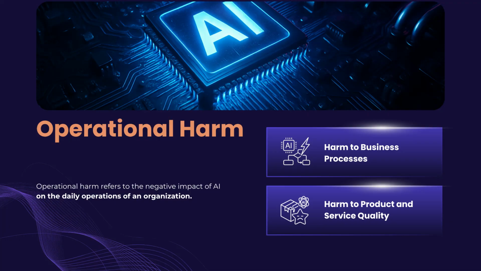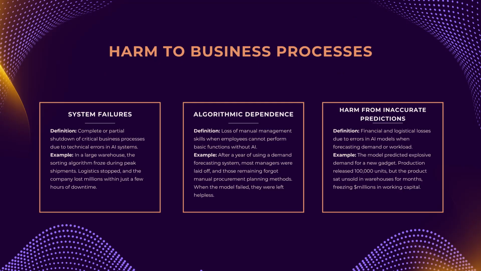On the next two slides we will examine each of these categories in detail and review concrete examples that show how deeply AI can affect a business's operational stability. Harm to business processes is the stoppage or failure of an organization's key operations due to AI errors or freezes, leading to direct financial and reputational losses.